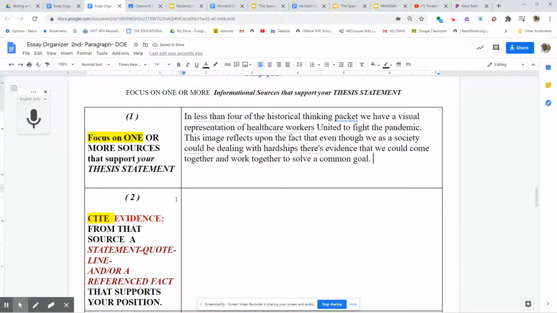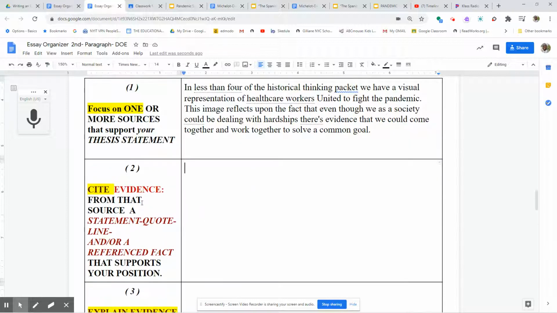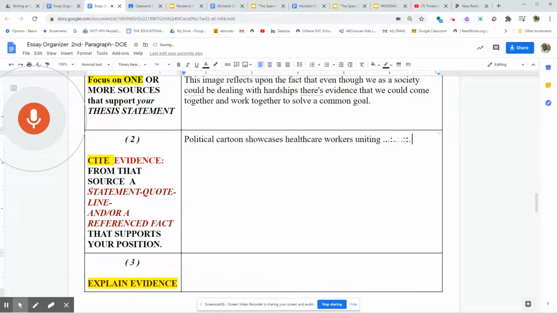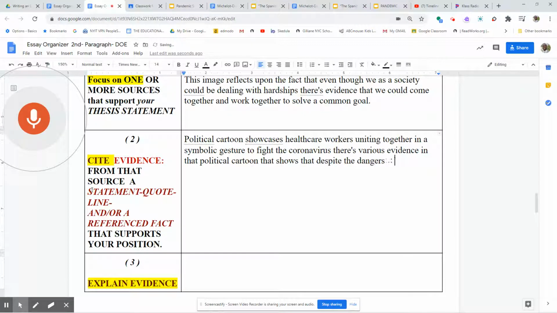Now, that's my statement. My evidence, the second sentence in that, states: cite evidence from that source, a statement, a quote, or a line. Simply stated, the political cartoon showcases healthcare workers uniting together in a symbolic gesture to fight the coronavirus. There is various evidence in that political cartoon that shows that despite the dangers of COVID-19, these healthcare workers are still willing to risk their lives and unite to fight a common enemy, period.